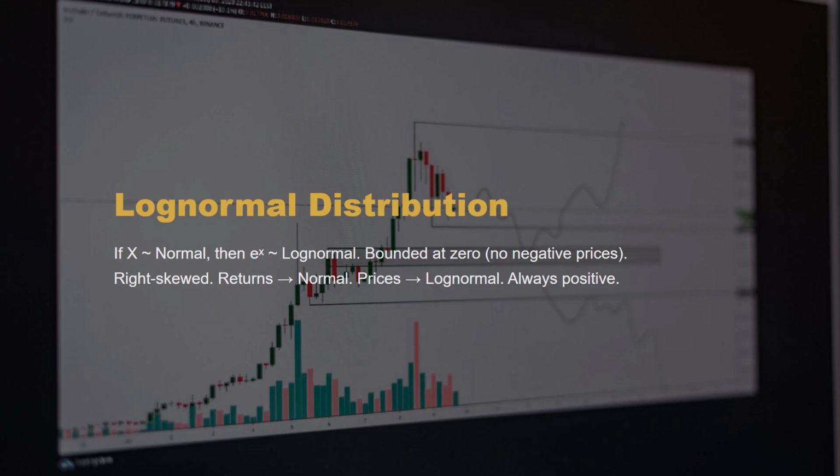The relationship is: if continuously compounded returns are normal, then 1 plus the holding period return is log-normal, and the price level is log-normal. The exam tests this distinction. Returns can be modeled as normal, prices are modeled as log-normal. Do not confuse the two. A question asking about the distribution of stock prices expects the answer log normal.